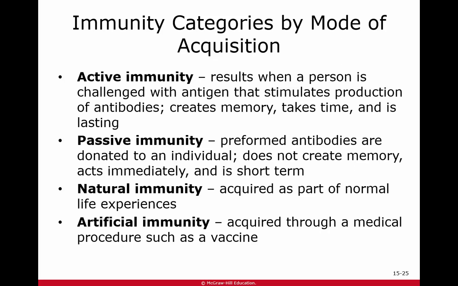Natural versus artificial describes how you actually acquired that immunity. So natural immunity just says that you have acquired it as a part of normal life experiences. So you caught an infection and you now have built up a natural immunity to it. Artificial immunity is acquired through a medical procedure such as a vaccine.